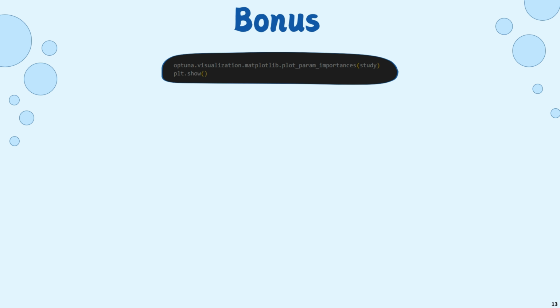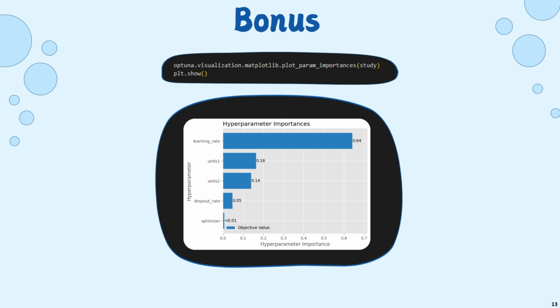And as a bonus, if you're not happy with those results, you can use matplotlib to plot a graph for the importance of each parameter. Using this, you can adjust according to the importance to improve your results.